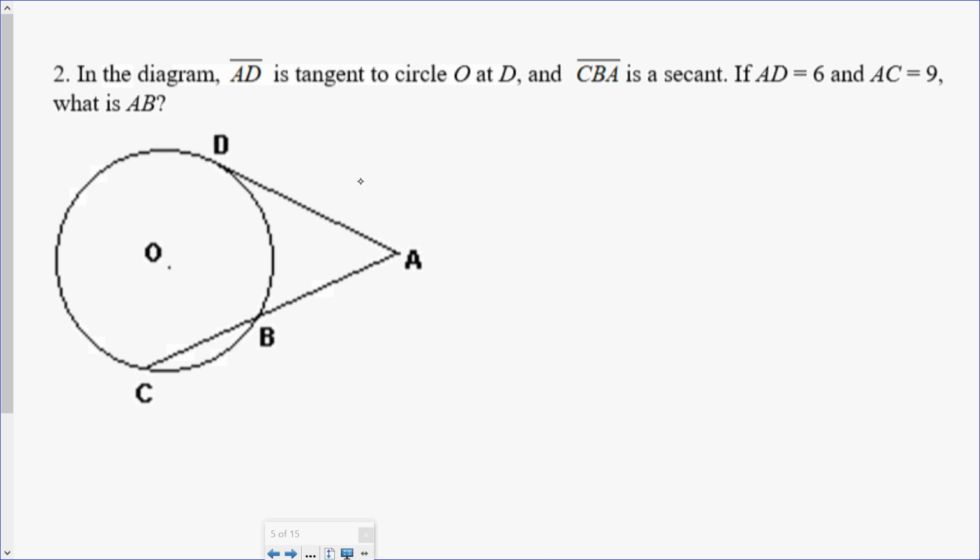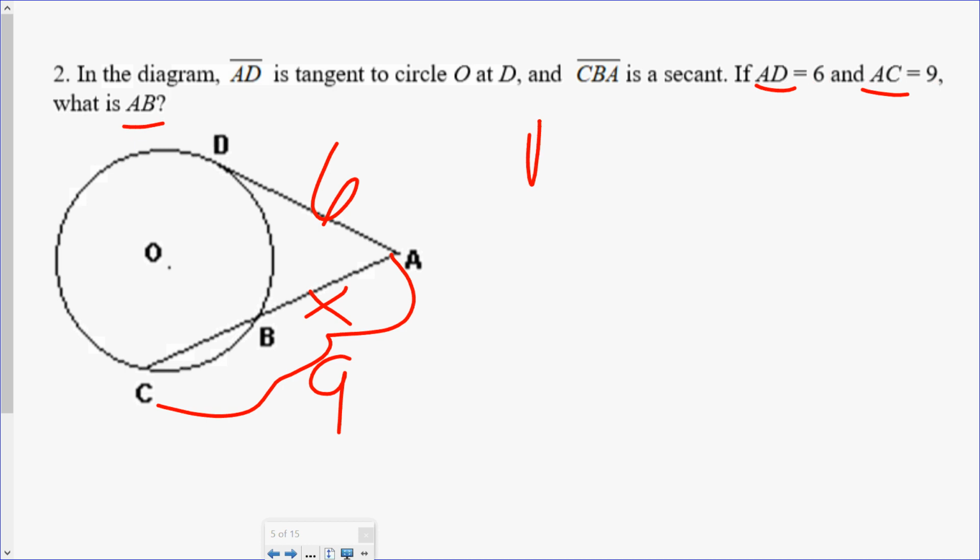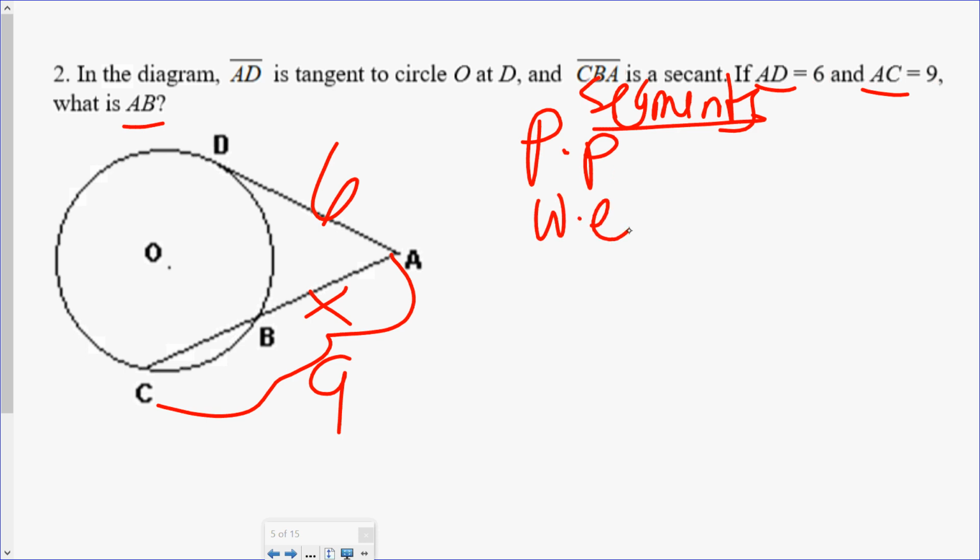AD is 6, AC is 9. It's asking for AB. Arcs and angles, or segments? This is a segment. This is a segment. This is a segment. Segments are PP and WEE. Which one are we using here?